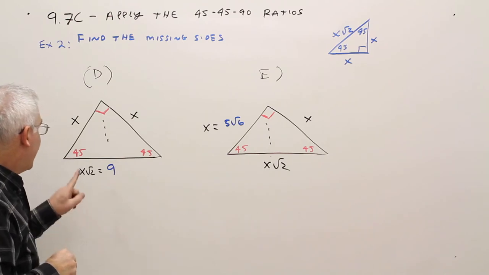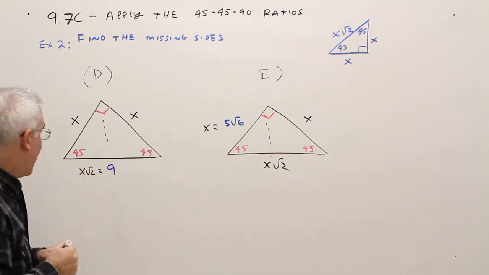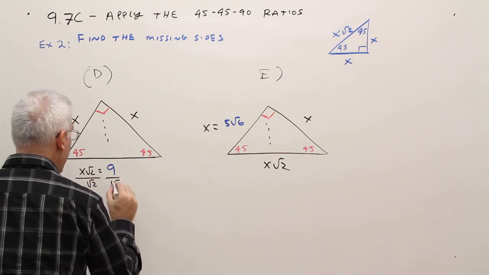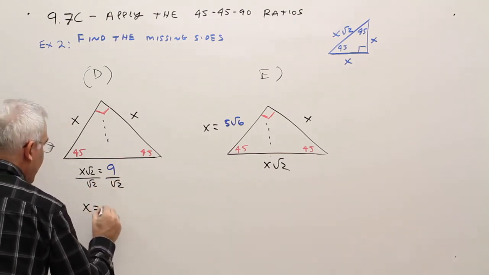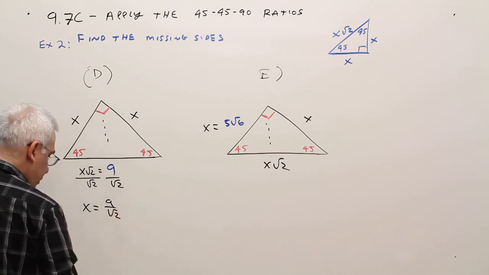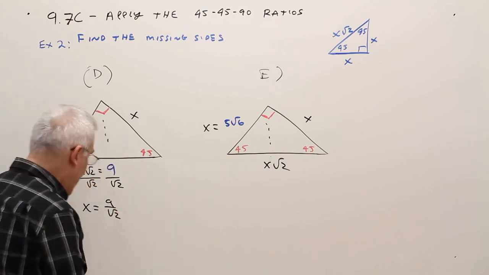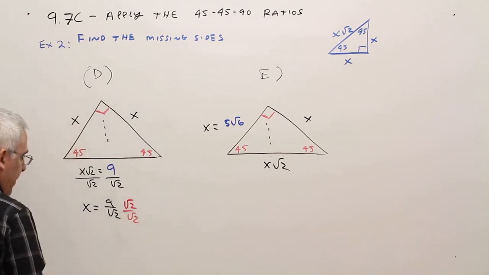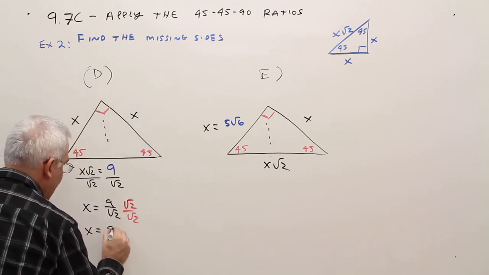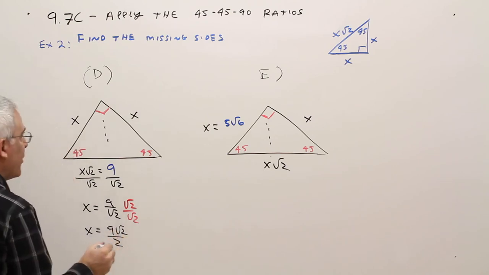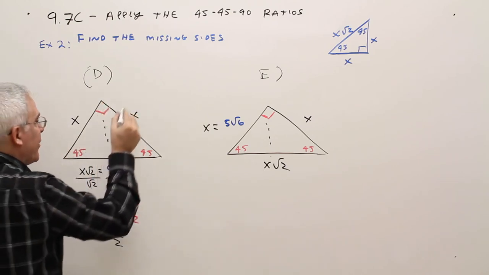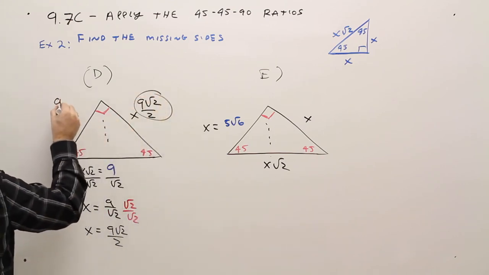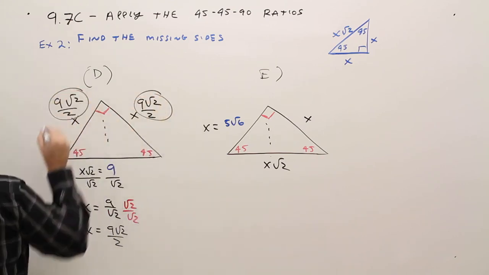Okay, so let's solve this for x. Once I do, I'm basically done. So divide this by radical 2, divide this by radical 2. So x equals 9 over radical 2. I'll multiply top and bottom by radical 2. So x will be 9 radical 2 over 2. And I just put that in both locations. 9 radical 2 over 2. 9 radical 2 over 2.